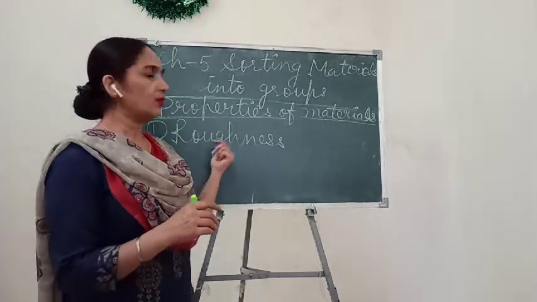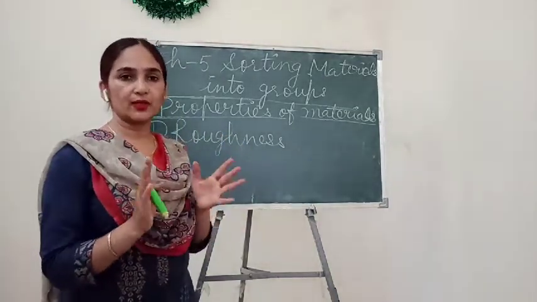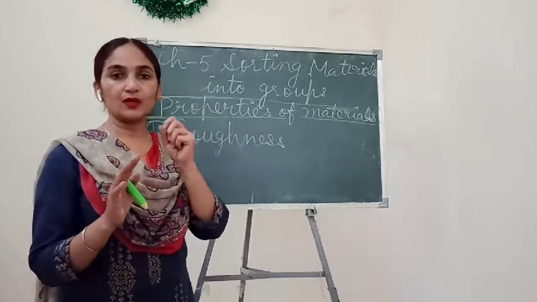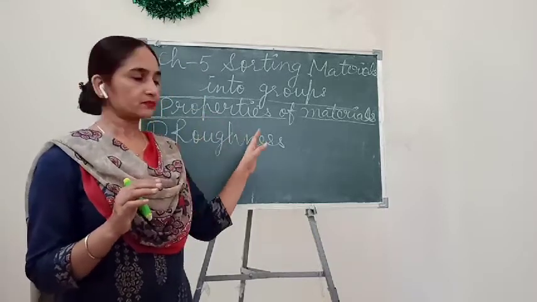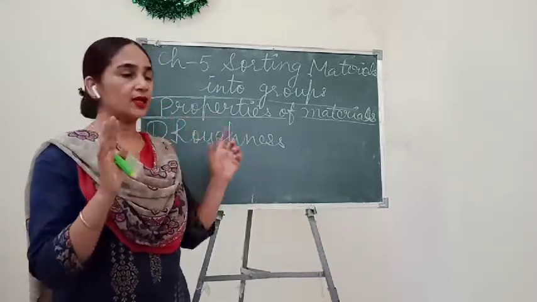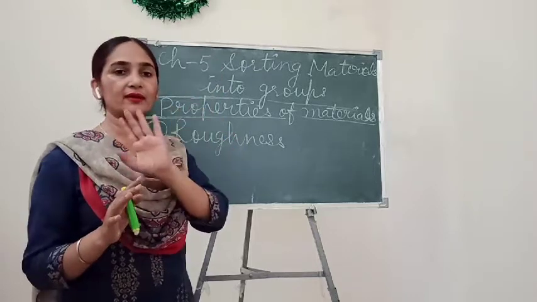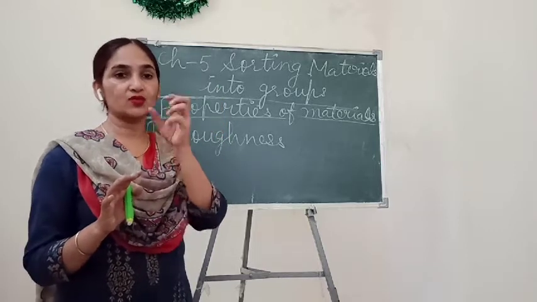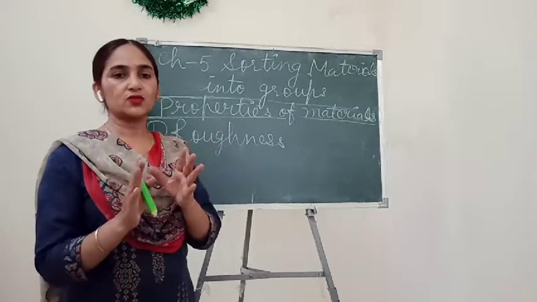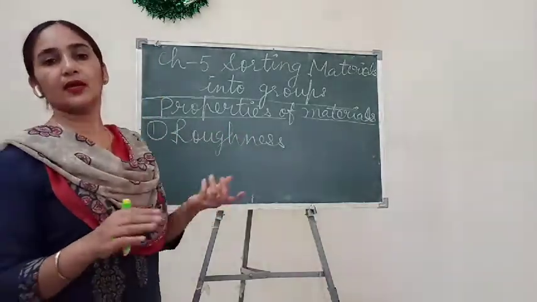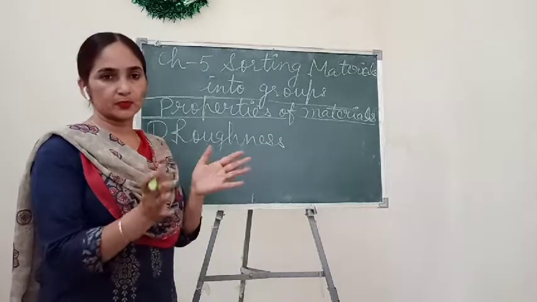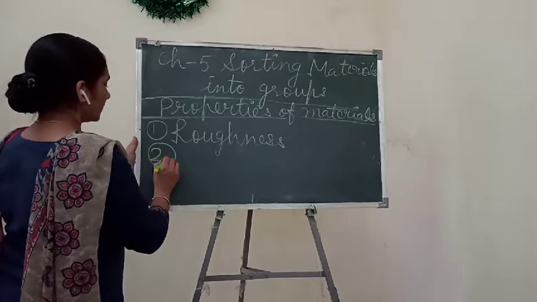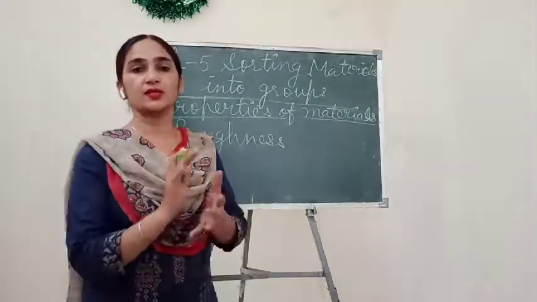Okay, and in your book one more good example is given: if you touch any tree trunk, it is rough to touch. But if you touch the flower of any plant, it is very soft to touch. So on the basis of roughness, we can classify materials into different groups. Understand? So after roughness, the second property which is given in your book is luster.